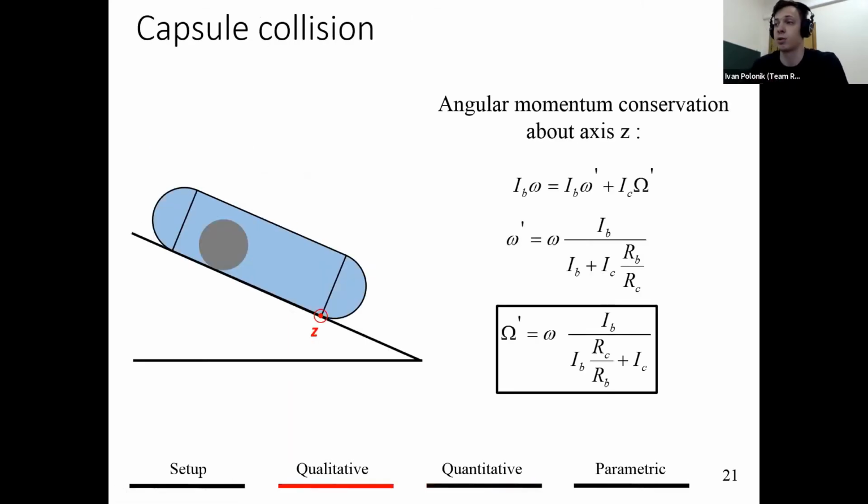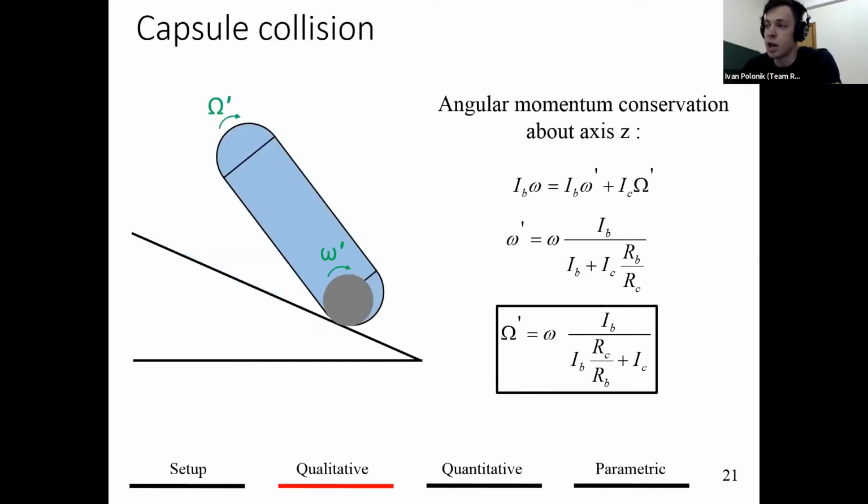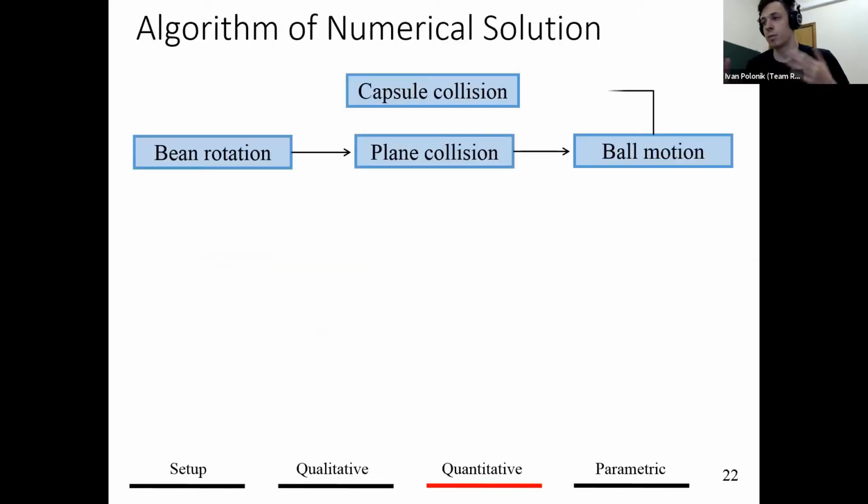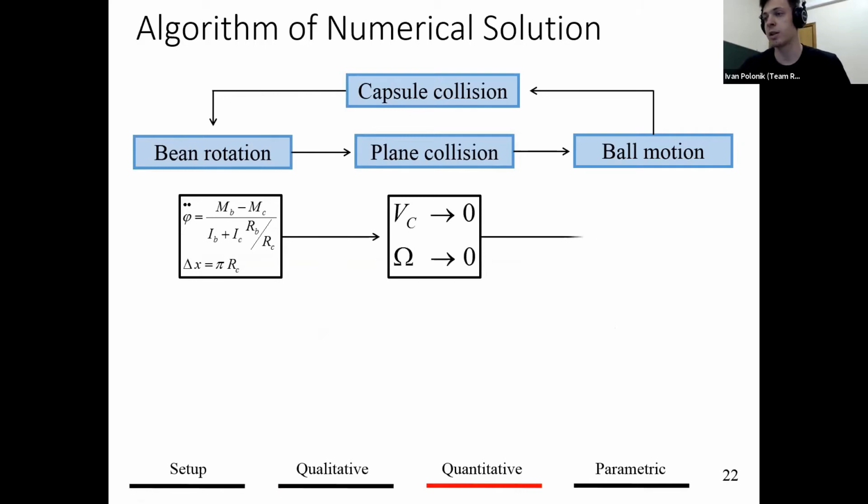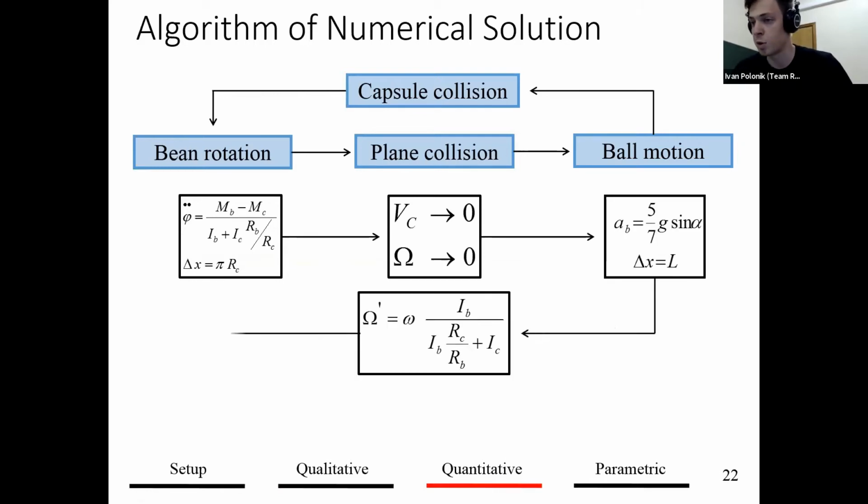And the last part in our model, but not the least, is to describe the capsule collision. So the ball goes down, hits the capsule, we write the conservation of angular momentum, and find the new angular velocities of the capsule and the ball. So now we have to solve this system and check if it agrees with the experiment.